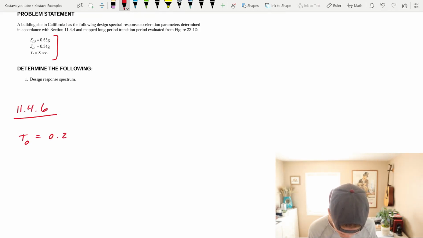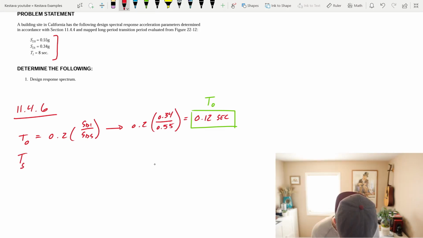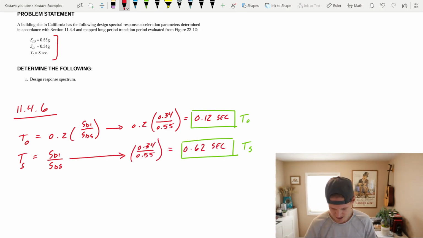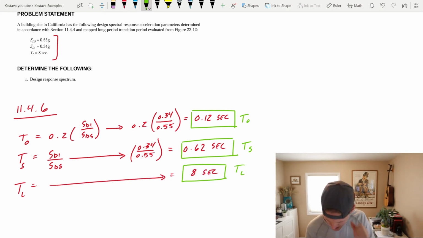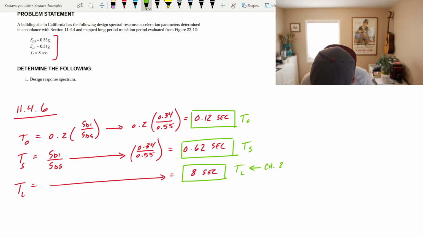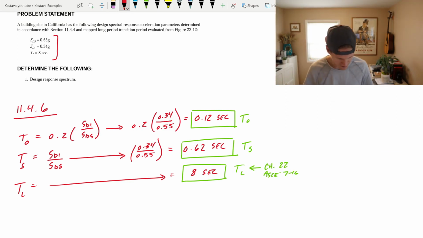T sub naught is equal to the equation as follows. We have all of that information, so we can plug in. That's T naught, 0.12 seconds. T sub s is equal to that equation. We plug in. That gets us 0.62 seconds for T sub s. And then T long is just equal to 8 seconds. And again, this one, although it was provided to us, you would find in chapter 22. So we have T sub naught, T sub s, and T sub l. Well, what next? Well, now we have all the information that we need to plug in and use the equations to find different data points of S sub a along our period.